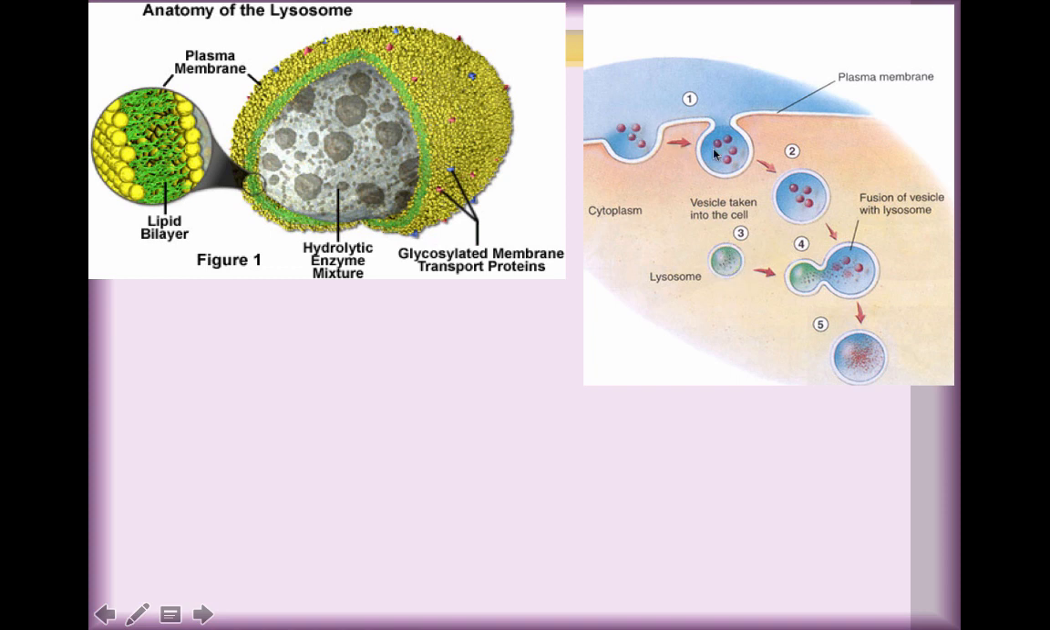A substance is brought into the cell. In this case, it looks like endocytosis. It could be pinocytosis, but once it's been brought in, this vesicle merges with the lysosome. Again, remember the fluid nature of the phospholipid bilayer. And the hydrolytic enzymes that we find in there will now attack the covalent bonds of whatever this is and break it down into smaller substances.